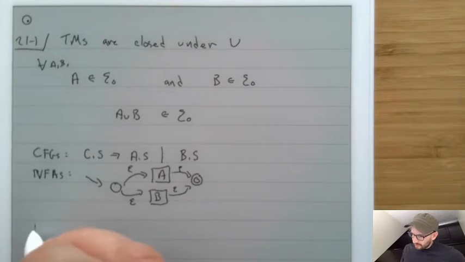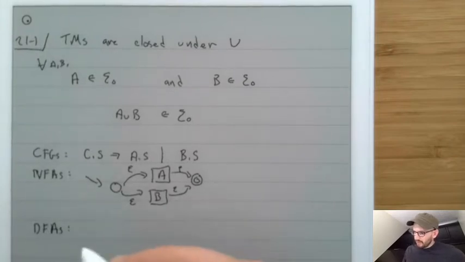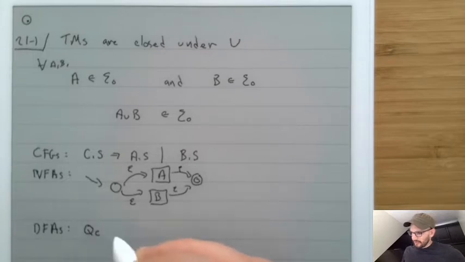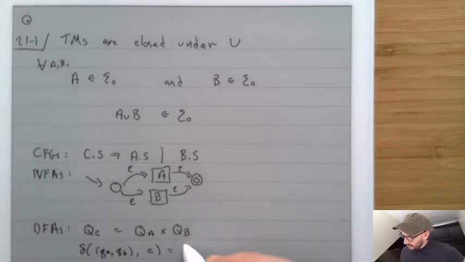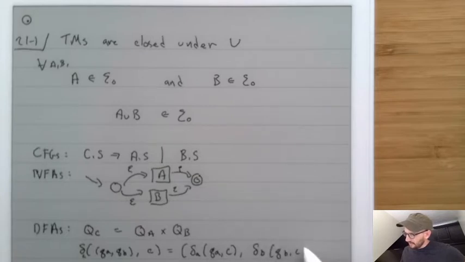And then we also previously did something with DFAs where we constructed a new machine that was called Q_C, and its states were just pairs of Q_A and Q_B, and its delta function was something like this, where we wrote delta of (little q_a, little q_b) and then the character given C would just be equal to a pair of calling delta_A on q_a and the character C, as well as calling delta_B on q_b and the character C.